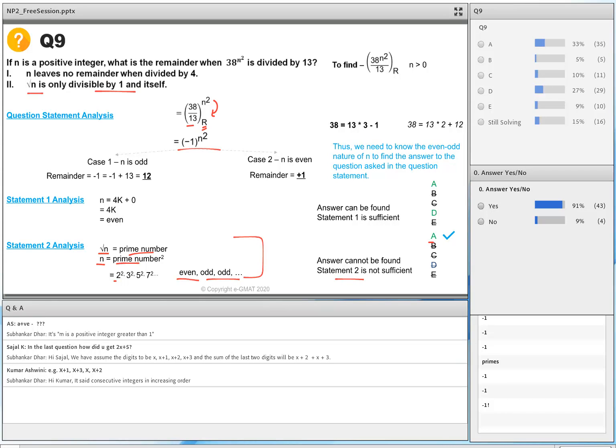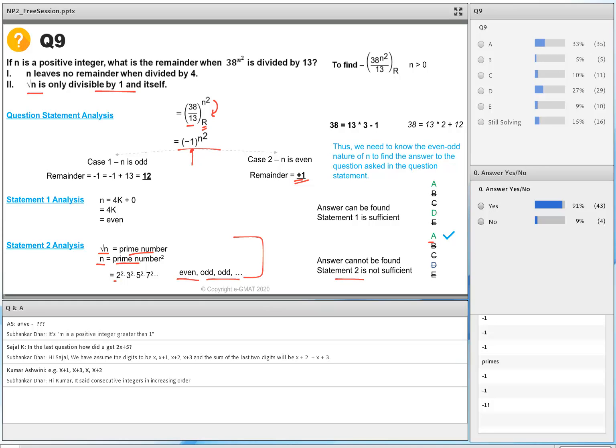Okay, Tanya has a question. I did not understand how the remainder is 1 if n is even. When n is even, the value of -1 to the power even becomes what? -1 to the power even becomes +1. So that is the reason the remainder is equal to 1.